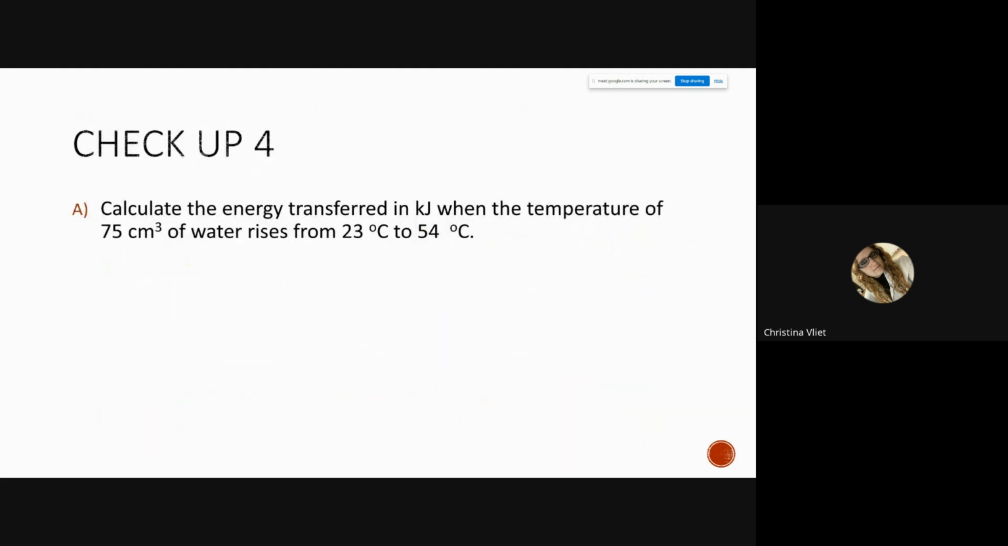Starting with level 1, because you know how it goes. We always start with easy examples and then step it up. So starting with the easiest it could possibly be, Check up 4 from the textbook. Calculate the energy transfer in kilojoules when 75 centimeters cubed of water rises from 23 degrees Celsius to 54 degrees Celsius. Remember that the constant that we're going to be using is 4.184.